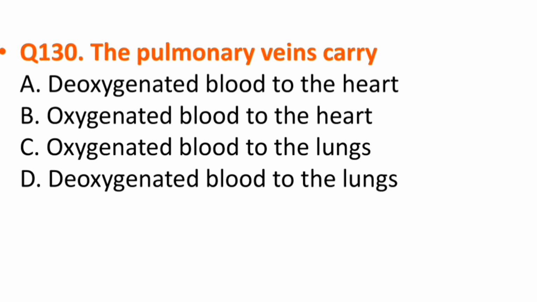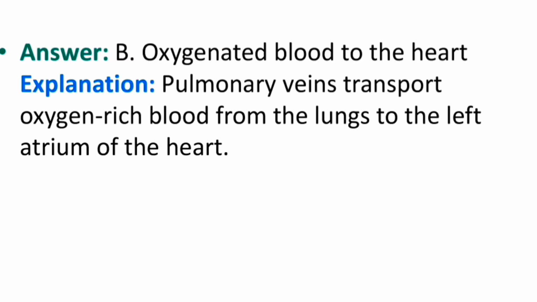The pulmonary vein carries option A, deoxygenated blood to the heart, option B, oxygenated blood to the heart, option C, oxygenated blood to the lungs, option D, deoxygenated blood to the lungs. The correct answer is oxygenated blood to the heart. Pulmonary veins transport oxygenated red blood from the lung to the left atrium of the heart.